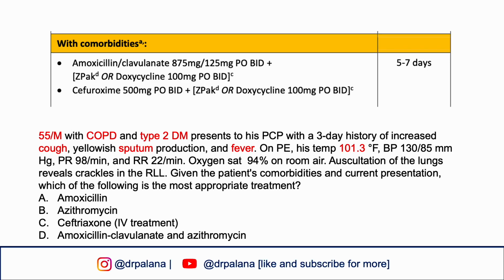A 55-year-old man with a history of COPD and type 2 diabetes presents to his primary care physician with a 3-day history of increased cough, yellowish sputum production, and fever. On physical exam, his temperature is 101.3, blood pressure 130 over 85, pulse rate 98, and respiratory rate 22. Oxygen saturation is 94% on room air. Auscultation of the lungs reveals crackles in the right lower lobe. Given the patient's comorbidities and current presentation, which of the following is the most appropriate treatment? Monotherapy with amoxicillin, azithromycin, ceftriaxone, or a combination of amoxicillin-clavulanate and azithromycin.